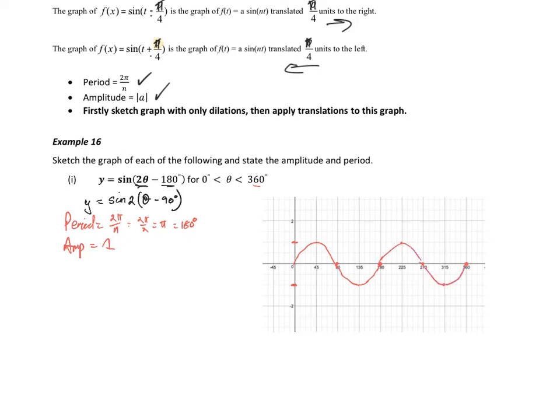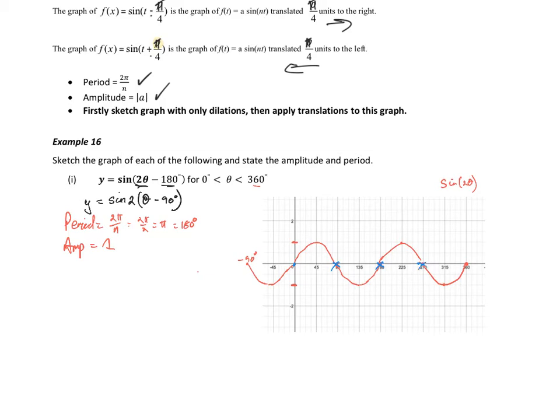So that graph is sine 2 theta. We now want to shift everything 90 degrees to the right. Because we're going to move everything 90 degrees to the right, it makes sense to bring our graph out to negative 90, because now everything moves forward 90 degrees. I'm going to put a little cross at my 0 starting point there. I'm going to bring it forward 90 degrees to start there. That point goes forward 90 degrees. That point goes forward 90 degrees.